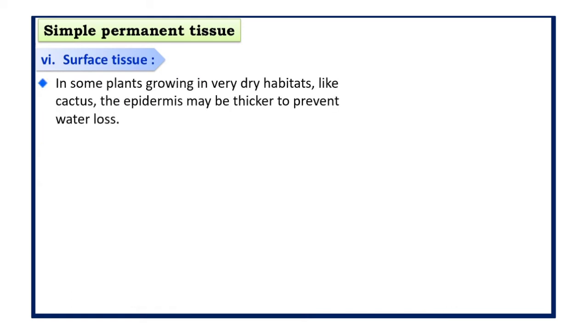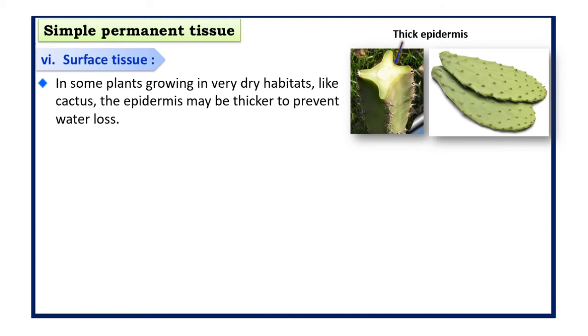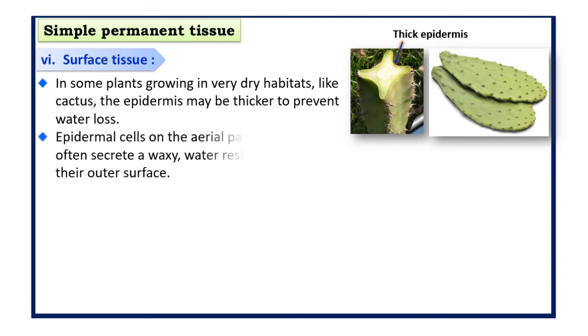Whereas in some plants which grow in very dry habitats or desert-like conditions, for example plants like cactus, the epidermis may be very thick. It is very thick to prevent water loss. We know that because of the extreme heat in the desert, if leaves are there, they will keep on losing water. So the epidermis, the outer layer, has to be thick enough to prevent water loss.